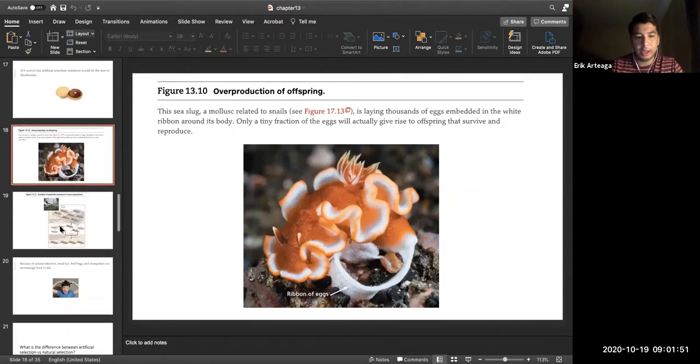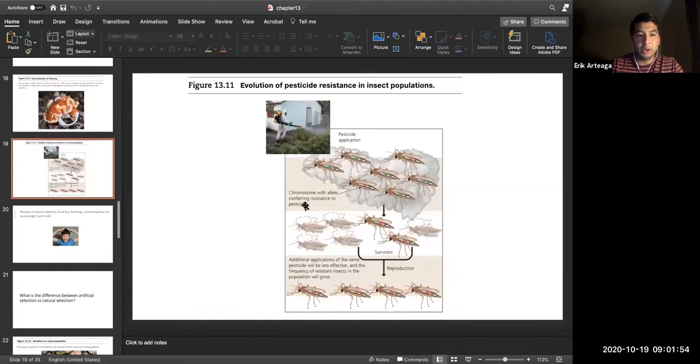Don't worry about that. Overproduction. So this is a good case study, right? Evolution of pesticide resistance in insect populations.